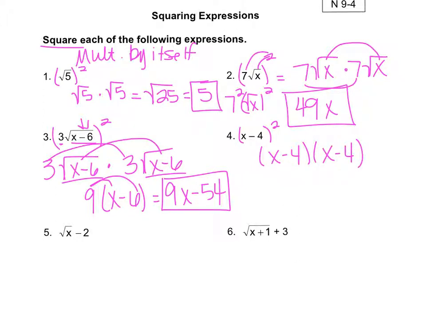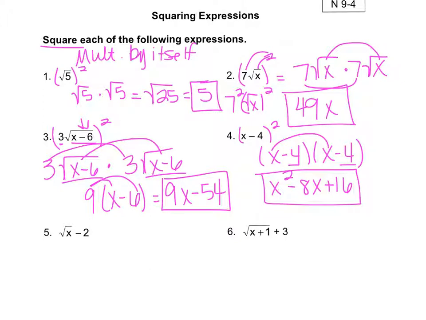So you can either use FOIL, or remember we talked about how to do this mentally. We multiply the x's, we get x squared. We add the 2 numbers to get negative 8x, and then we multiply them to get positive 16. Or use FOIL, and then you combine like terms and still get the same answer.